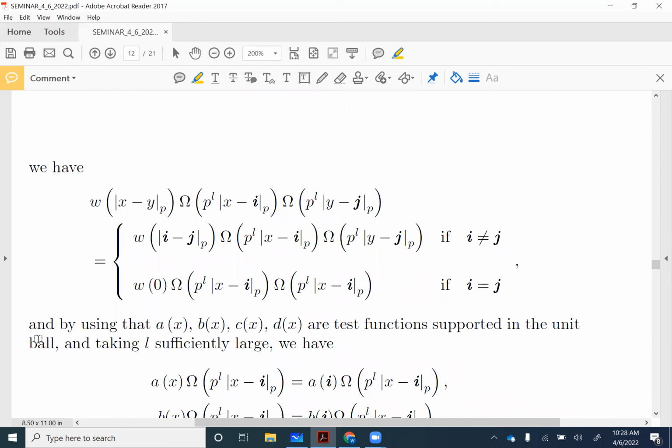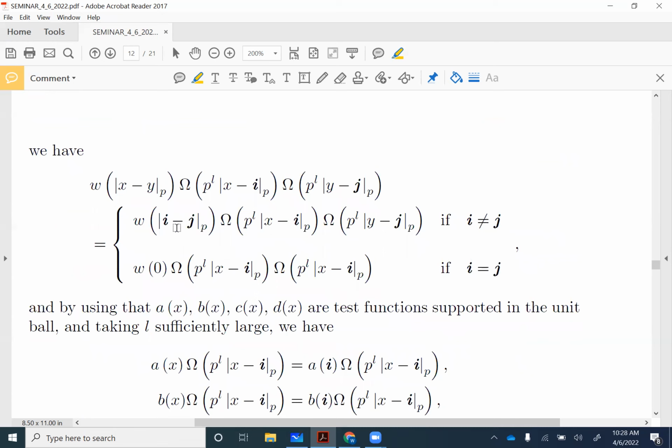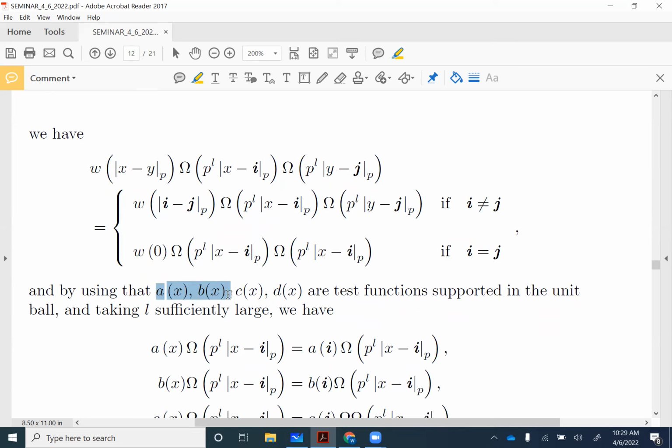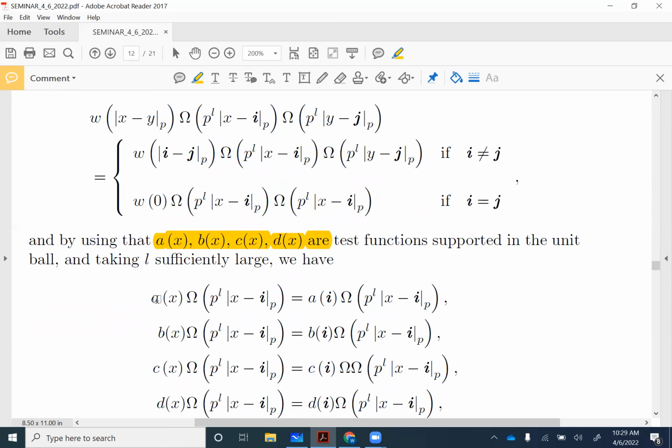Now, if we multiply omega, which is a radial function, by the characteristic function of these balls, then this product is this number times this function if the points are different. Now, if I is equal to j, we have this expression. Now, we have to compute this product: the product of A times the characteristic function of this ball.